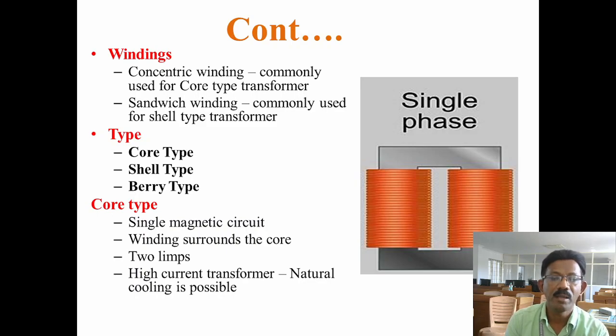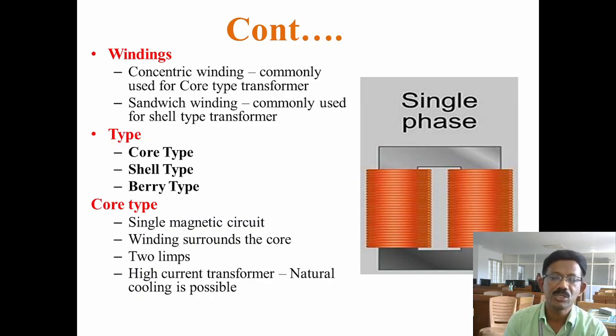Then the important part is called the winding, the transformer winding. Normally concentric winding is used in core type transformers, as well as sandwich winding is commonly used in shell type transformers. Then, based on the core, transformers are classified into three types: core type, shell type, and berry type.